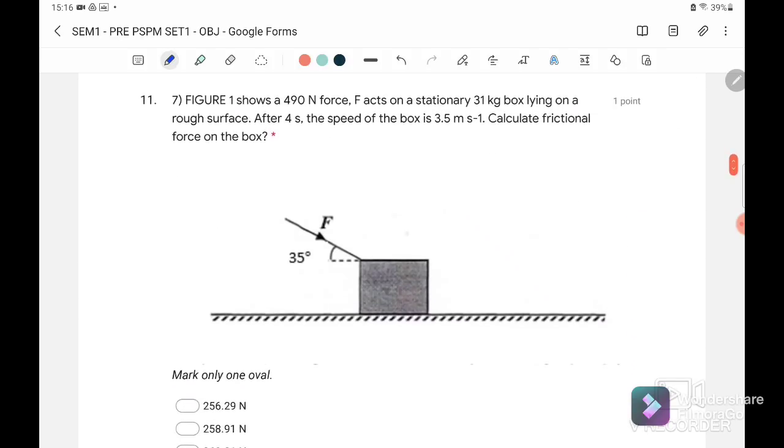Question number 7. Figure 1 shows 490 Newton force acting on a stationary 21 kg box lying on a rough surface. After 4 seconds, the speed of the box is 3.5 meters per second. Calculate the frictional force on the box.